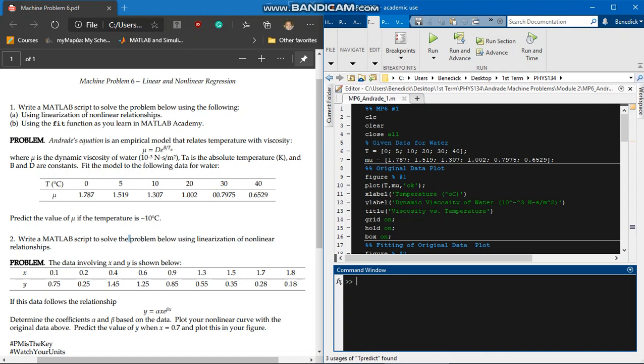The first row is the temperature: 0, 5, 10, 20, 30, 40. And then the second row is the mu, right? The dynamic viscosity.